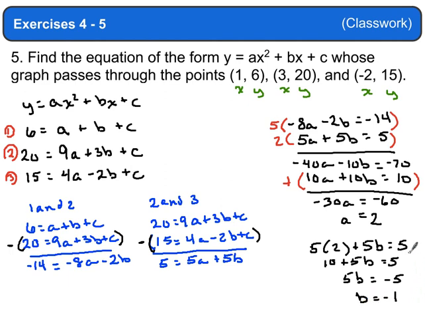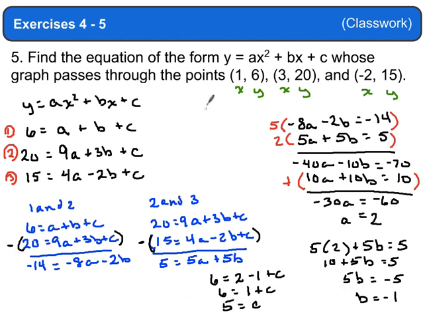So now we have a, and now we have b. If we want to find c, the easiest equation here would be number 1, where you've got 6 equals a plus b plus c. That's the one we're going to use. So now we know we've got 6, and we know a is 2, b is negative 1, so it's minus 1, and then we have plus c. You're going to have 6 equals 1 plus c. We're going to minus 1 to the other side, and c is going to equal 5.